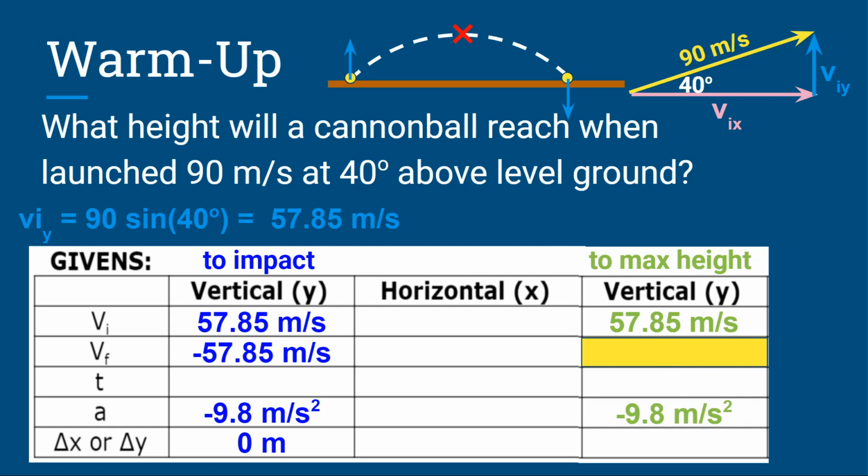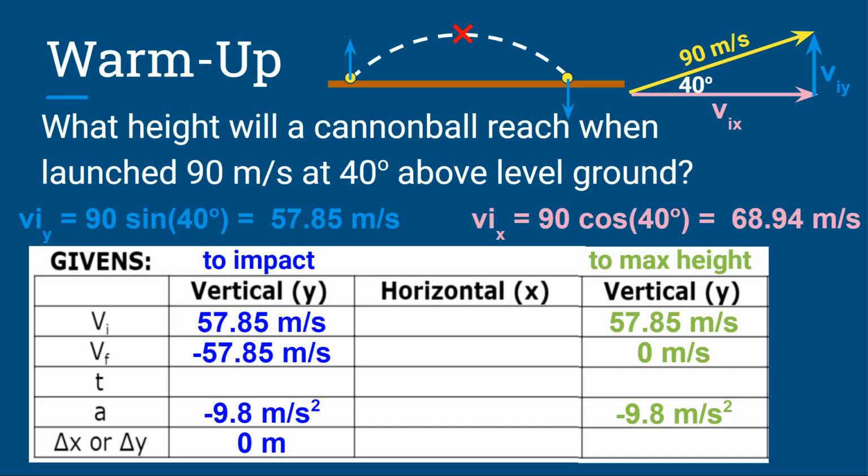Okay, and so I can put that in there as well, 0 meters per second. I don't know the time yet, and I don't know the displacement to max height. That's the whole point of this question, is what height will it reach? So that's what I'm ultimately going to be looking for, but that's all I know so far with my vertical data. So now we can look at the horizontal.